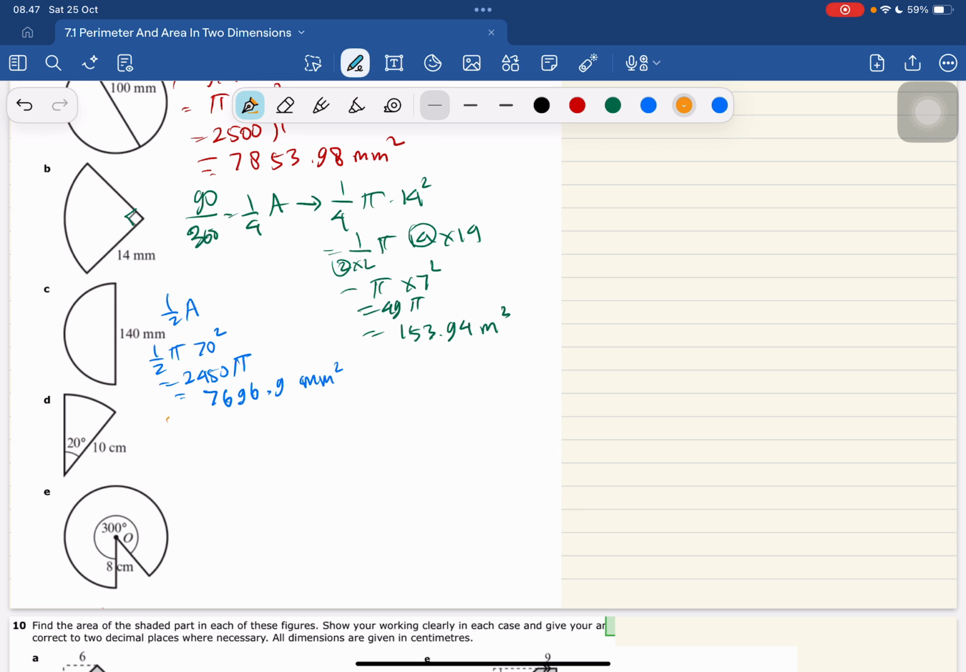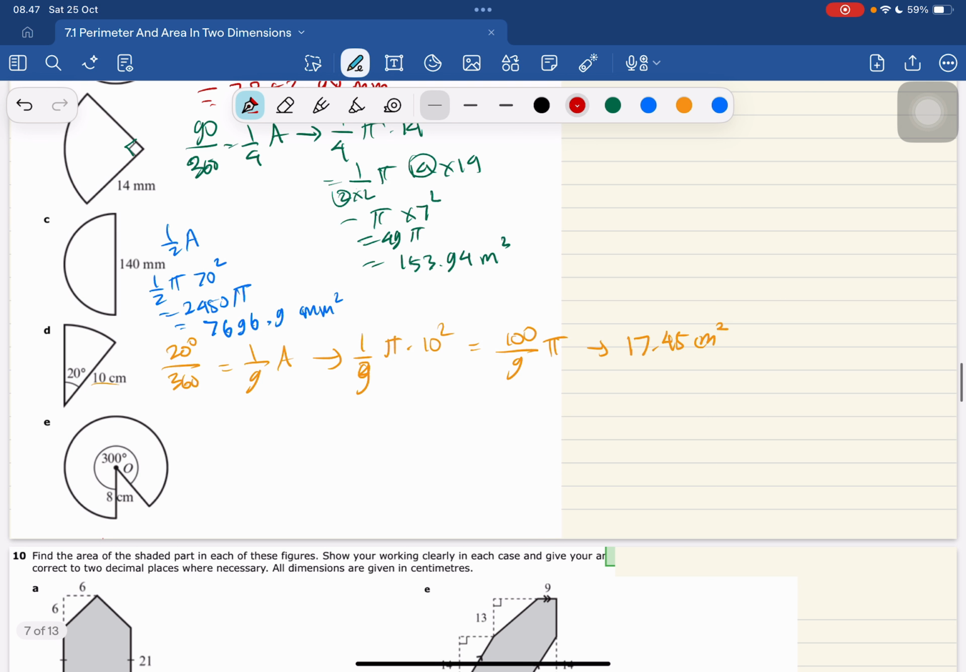Next, 20 degrees. So 20 over 360. So it's going to be 1/9 of the area. So the area is 1/9 times pi. Radius we got is 10. So 10 squared is going to be 100/9 of pi. So it will be 17.45 centimeter square.